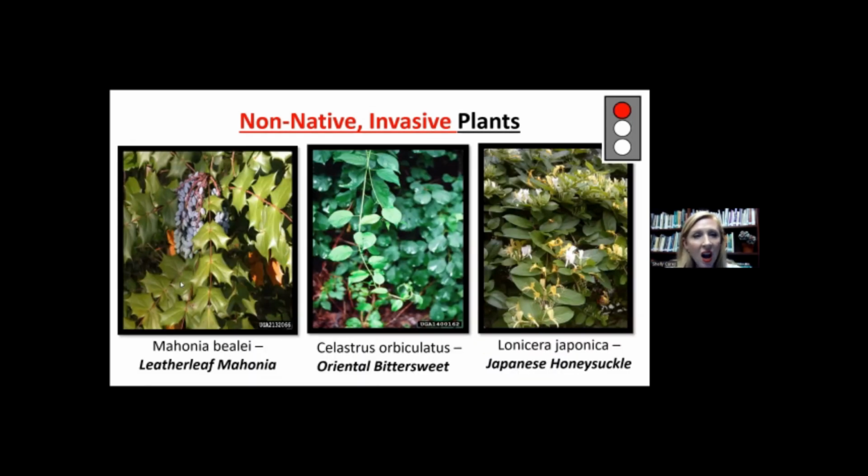All right, we have some more non-native invasive plants here. And these are all brought here because they were ornamental and then they became invasive. So here on the left, we've got leatherleaf mahonia. It's native to China. It's an evergreen shrub that forms dense thickets. It's actually a beautiful plant.